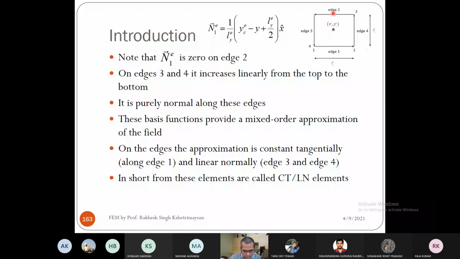If you look at this S2, what is the location of y for the S2? It's YC plus Ly by 2. If you put y equal to YC plus Ly by 2 in this expression, this one becomes 0. So N1 is 0 on the S2. So on the edges 3 and 4, what is the value of N1? On edges 3 and 4, you can see that N1 is increasing linearly from top to bottom. So from here to here, it's increasing linearly.